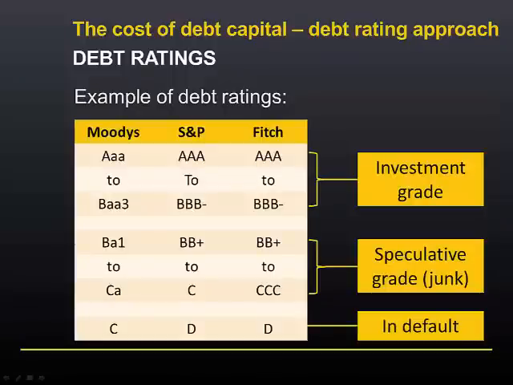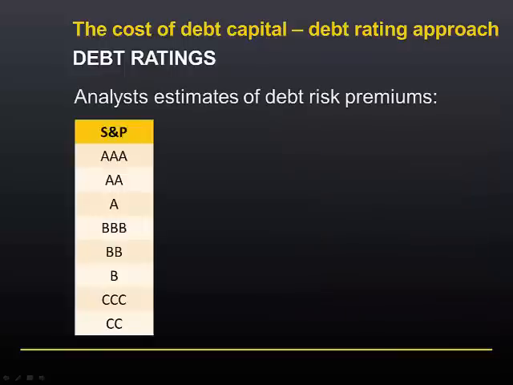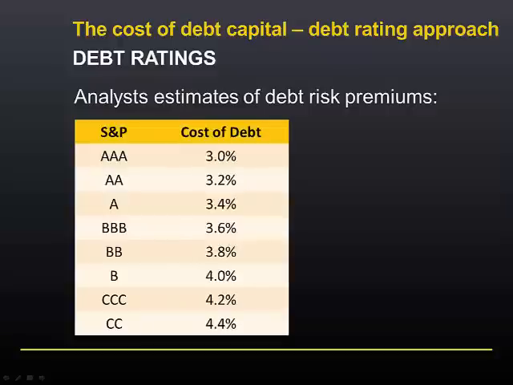To use this approach, we need debt ratings. These are issued by companies such as Moody's, Standard & Poor's and Fitch. Analysts will then take those debt ratings and determine the cost of debt for companies with each of those ratings. For example, an analyst might determine that firms with a AAA rating have a cost of debt on average of 3%, AA 3.2%, A 3.4%, and so on.